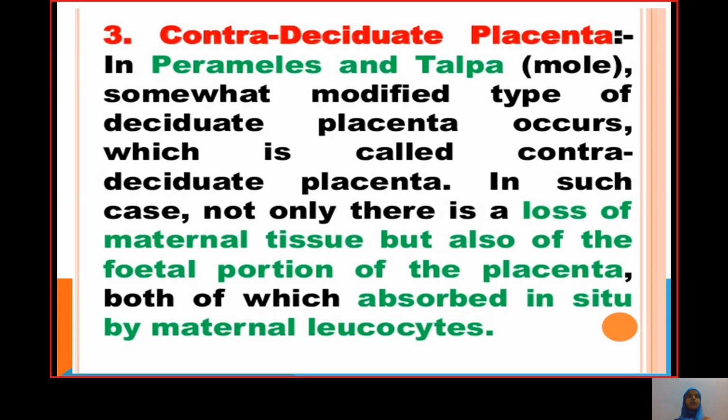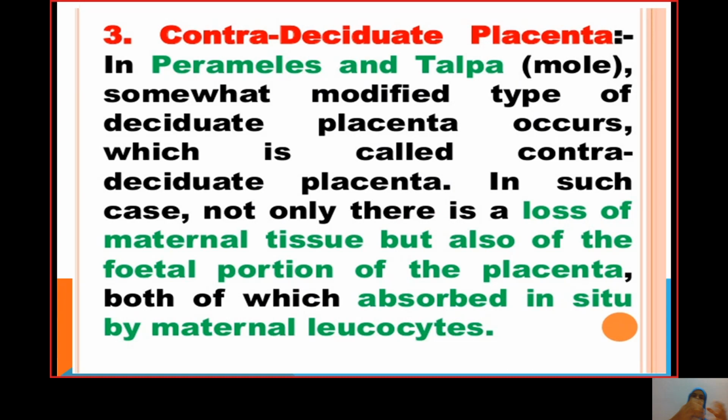This is about the third one. We will discuss the contradeciduate placenta. In Paramales and Talpa, for example, a somewhat modified type of deciduate placenta occurs, called contradeciduate placenta. In such a case, not only is there a loss of maternal tissue, but also of the fetal portion of the placenta, both of which are absorbed in situ by the maternal leukocytes.